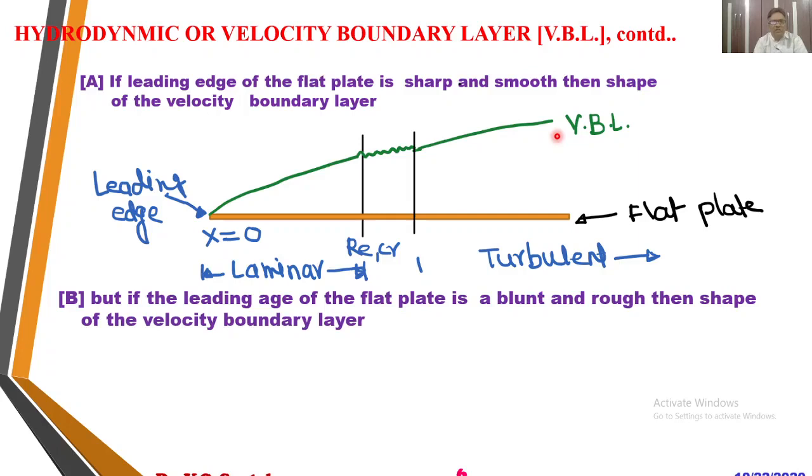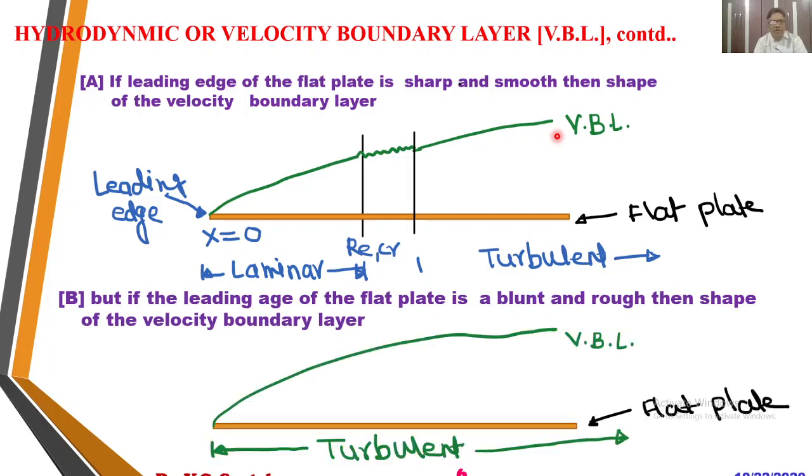But if the leading edge of the flat plate is blunt and rough, then because of the roughness, the flow will be turbulent right from the starting, and the velocity boundary layer formation will be in the turbulent region. So this is all about the development of hydrodynamic or velocity boundary layer formation over a flat plate.